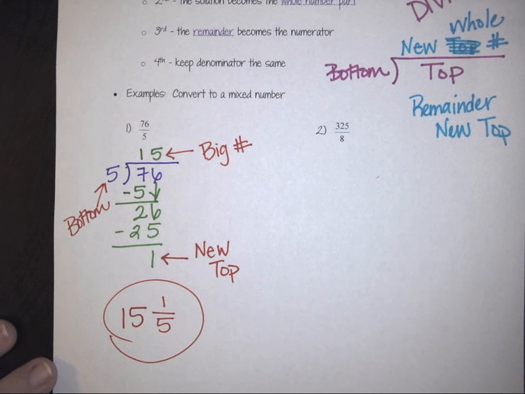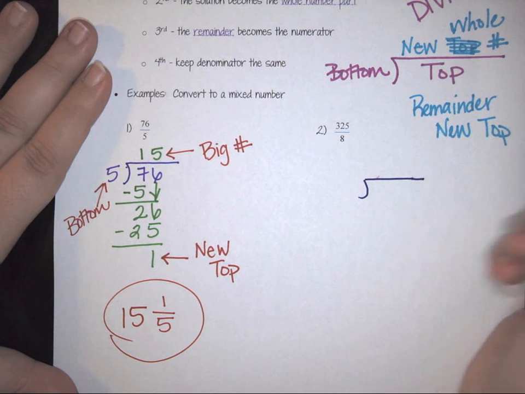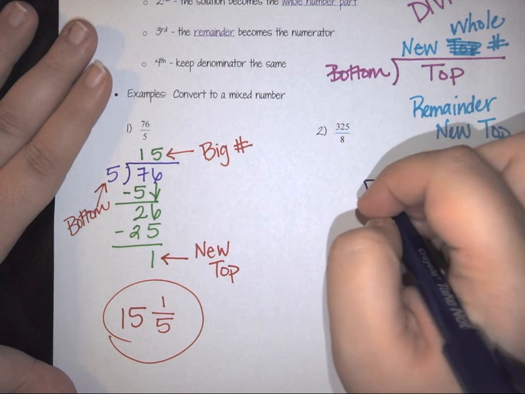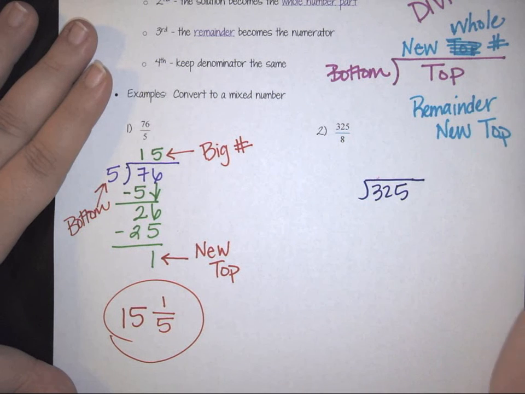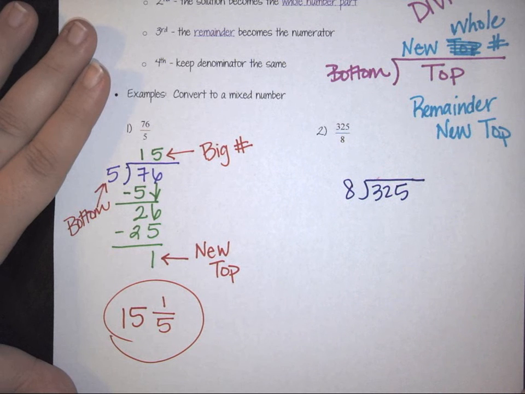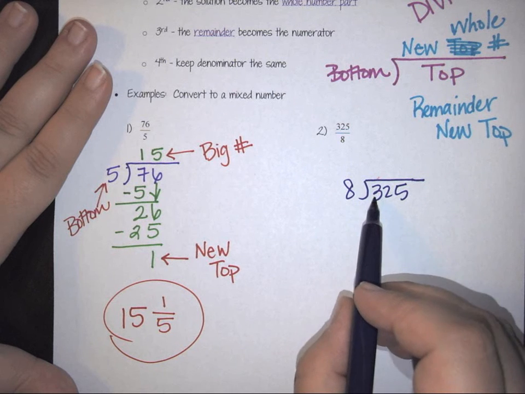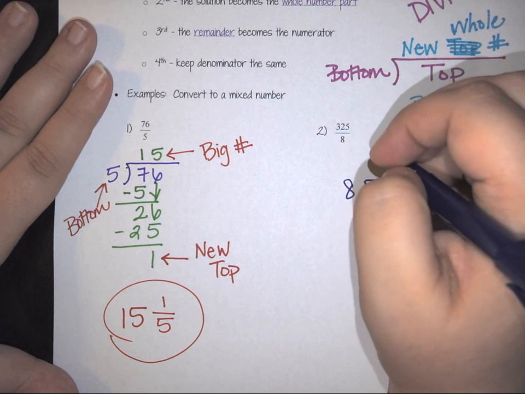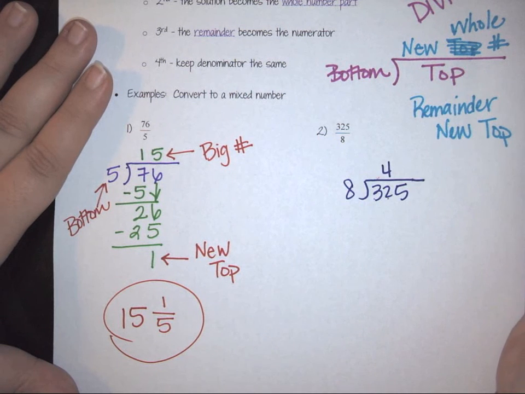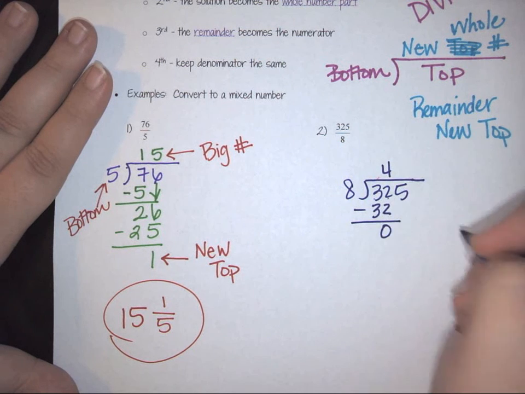Let's do it one more time just so you can see it and really get an idea of how this works. So again, I'm going to set up my long division. The top number goes inside, so that is 325. The bottom number goes on the outside, so this is 8. The first thing I need to look at is how many times does 8 go into 3? Well, it doesn't. So how many times does 8 go into 32? Well, it goes into 32 4 times. 8 times 4 is 32. So when I subtract that, I get a 0.